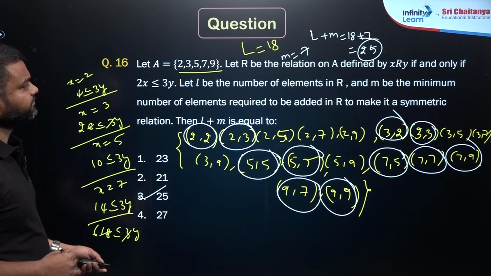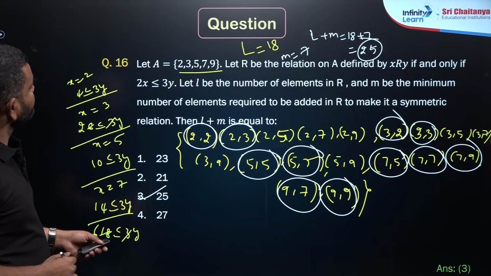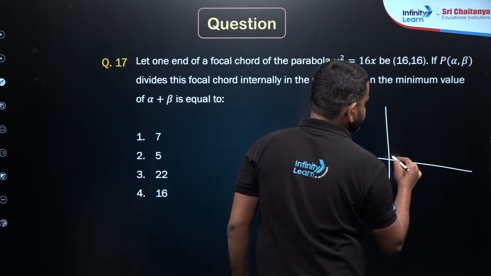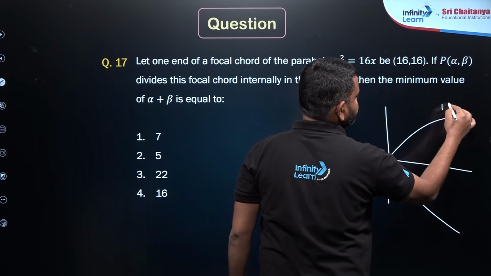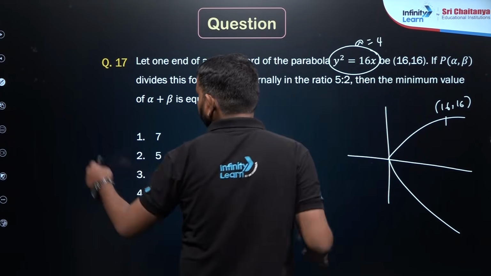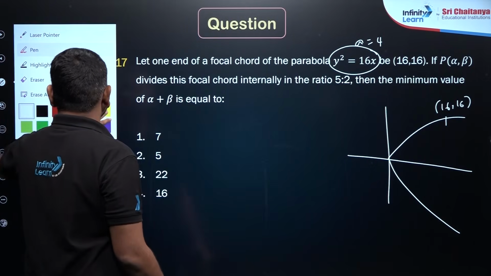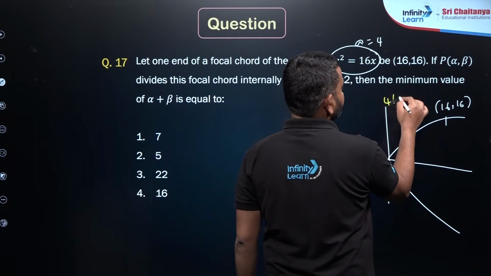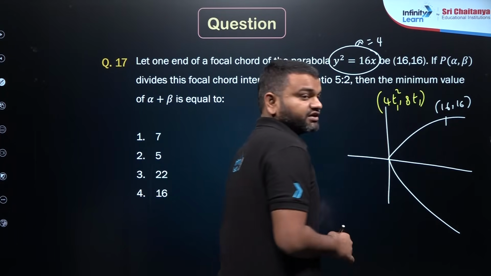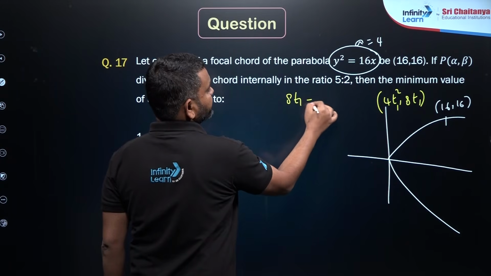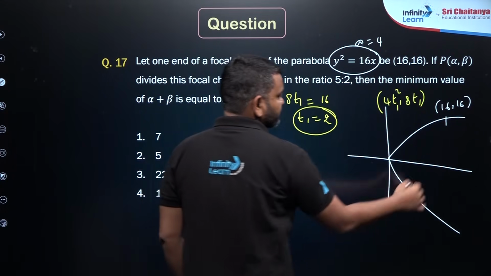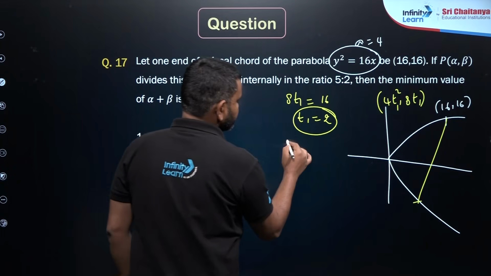Alright, next. Here we have one of the ends of focal chord is given as 16 comma 16. So if this is 16 comma 16, a value from this is going to be equals to 4. If the value of a is 4, then you will write it as 4t square comma 8t, which means 2at is equals to this. So t1 here, 8t1 is going to be equals to 16, t1 is equals to 2 I am going to write.